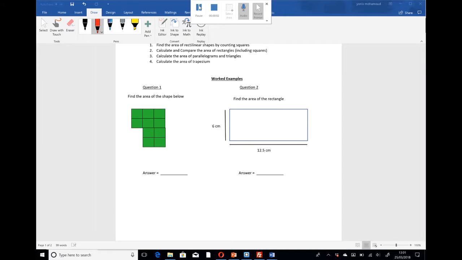Okay, so let's go over question 1. Question 1 asks, find the area of the shape below. The area essentially is the amount of space inside of a 2D shape. So the bit that I'm highlighting, I'm coloring in, is the amount of space inside of the shape. To work out the area, we're going to have to just count the number of squares inside of it. So far we have 1, 2, 3, 4, 5, 6, 7, 8, 9, 10. So we got 10. And because the units haven't been specified, I'm just going to say 10 units.